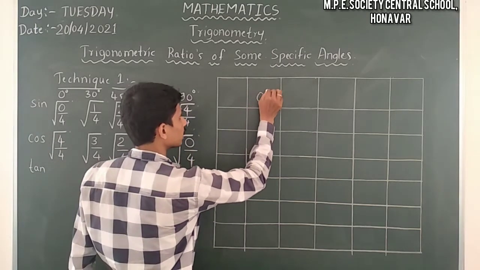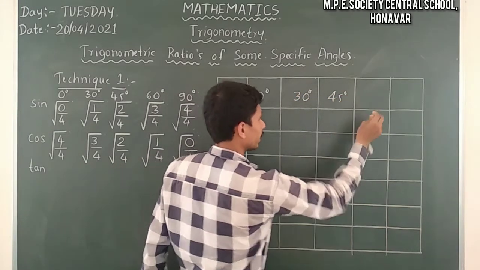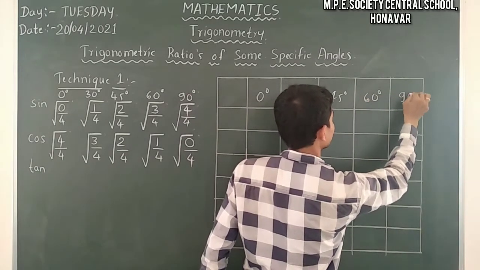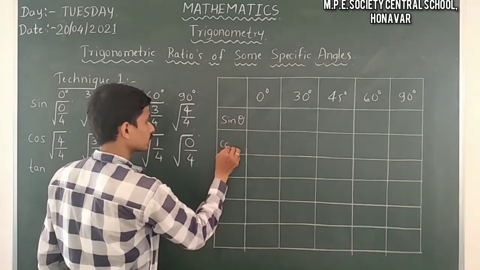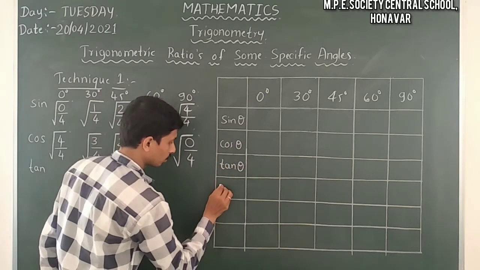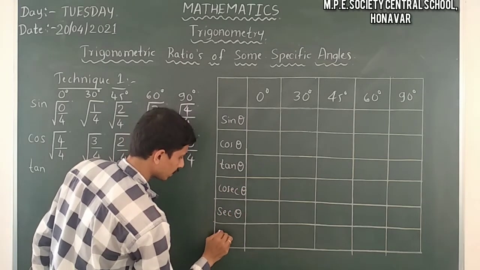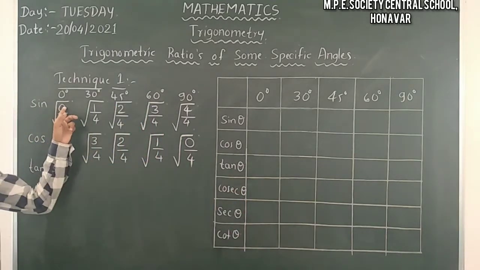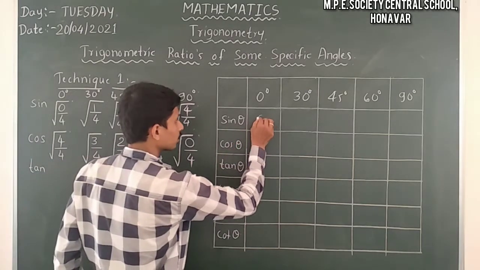So this is about 0 degree, this is about 30 degree, this is about 45 degree, here we have 60 degree and here it is 90 degree. And here it is sine theta, cos theta, tan theta, cosec theta, sec theta, and then cot theta. Then one by one we have to find the values. Here just observe, 0 by 4 means 0, so the square root of 0 is again 0 only.